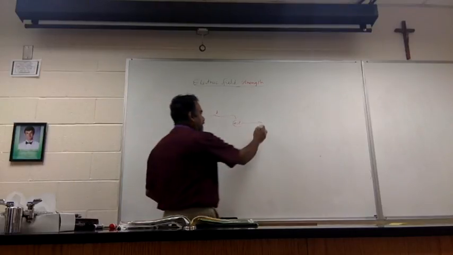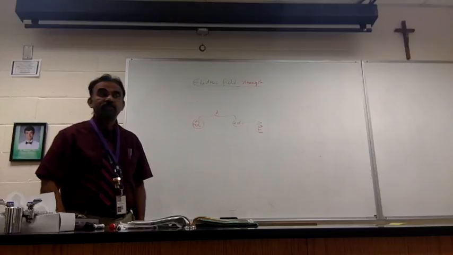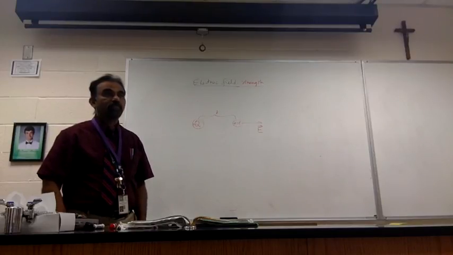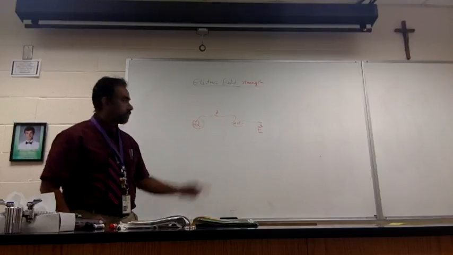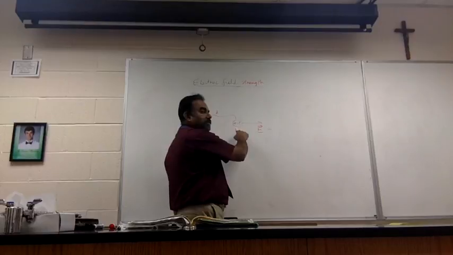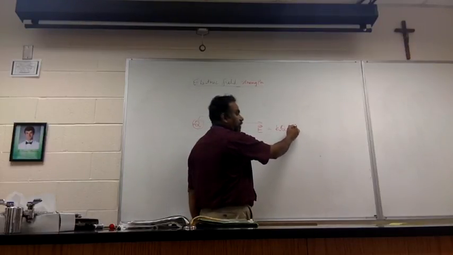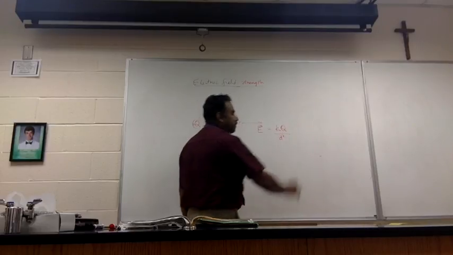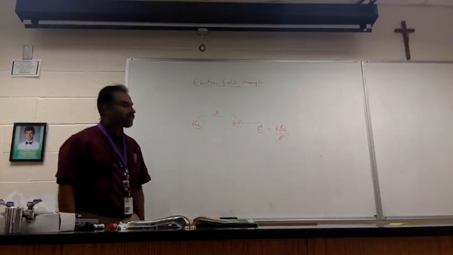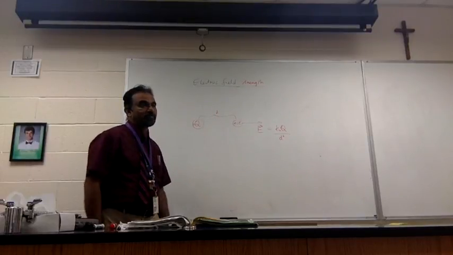Some books draw an arrow on the top to indicate that it is a vector quantity. Just to indicate electric field is a vector quantity, it has a direction. And what is that electric field? It is the force between this and this. So it is K, Q, and 1 divided by D squared. See what happened to the small q? Small q is gone because it's just 1.